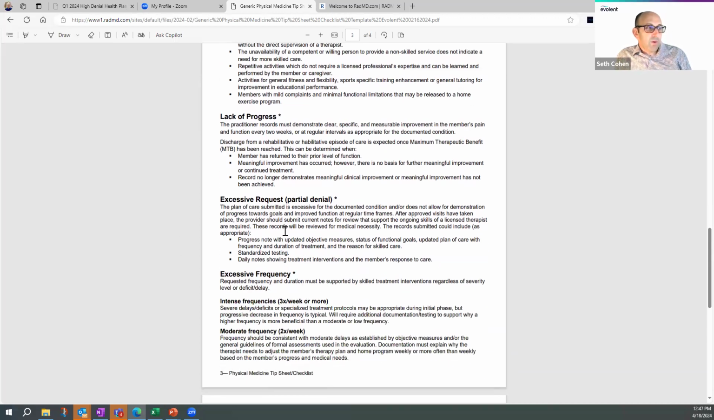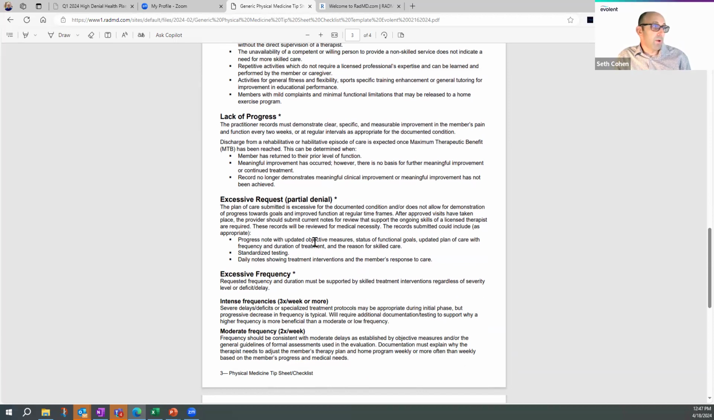We get into two other areas that get a little bit more controversial, but when you look at the excessive request, it's explaining based on the patient's condition why the number of visits were being requested. We get providers that will put in these ridiculous numbers. They'll ask for 100 visits.